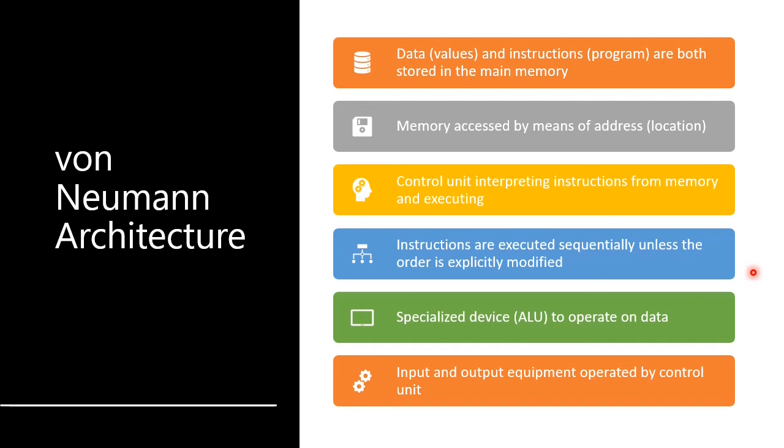And then you have the ALU to operate on data. So different operations should be done inside the ALU. And then input and output equipment operation is controlled by the control unit. So that is some idea about the things and their functions in von Neumann architecture.